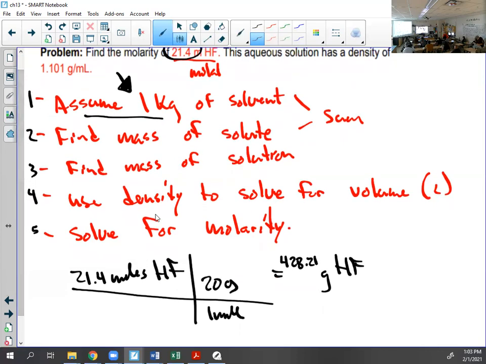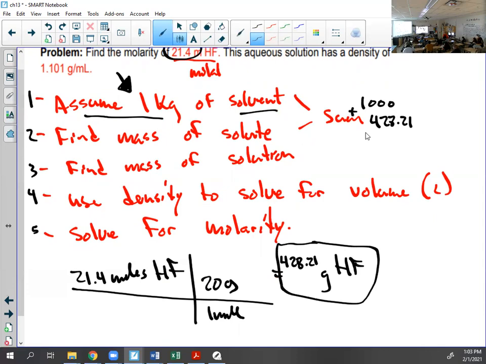All right, so this is the mass of the solute. We okay with that? So that's up here. It's 428.21. The mass of the solvent is 1,000. And we just add them. That was ugly. But I get 1428.21 grams of solution.